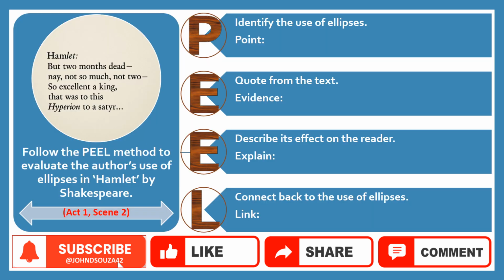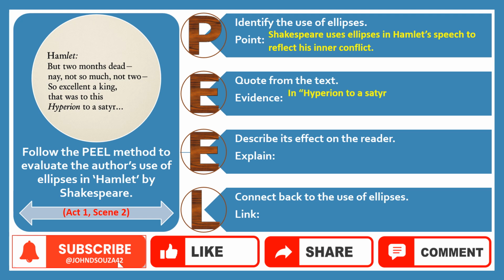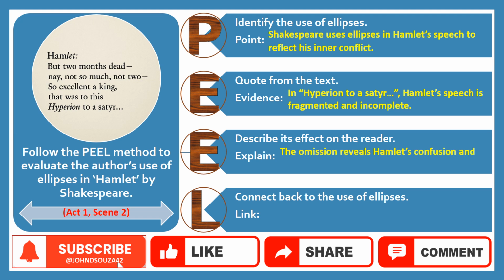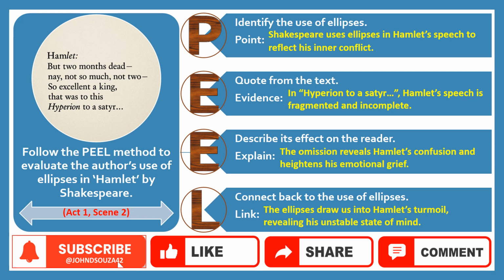Now, following the PEEL method to evaluate the use of ellipses in literature. Point: Shakespeare uses ellipses in Hamlet's speech to reflect his inner conflict. Evidence: in "Hyperion to a Satyr," Hamlet's speech is fragmented and incomplete. Explanation: the omission reveals Hamlet's confusion and heightens his emotional grief. Link: the ellipses draw us into Hamlet's turmoil, revealing his unstable state of mind.